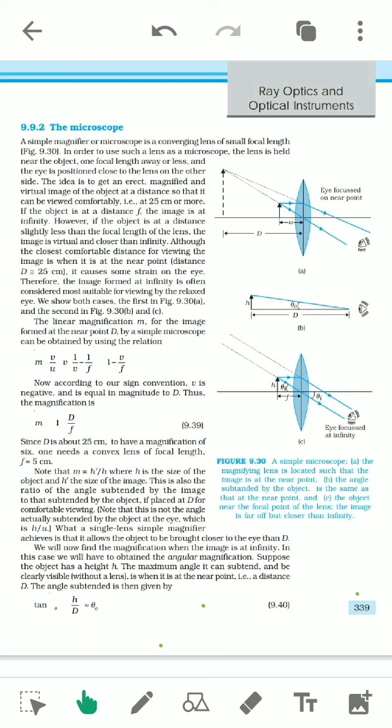We discuss optical instruments. In optical instruments, mainly we have to see the microscope, the compound microscope and the telescope. See, in microscope, there are two types. That means the final image is at the least distance of distinct vision, and the other one, the final image is at infinity. We will see the formula of both the cases in detail.